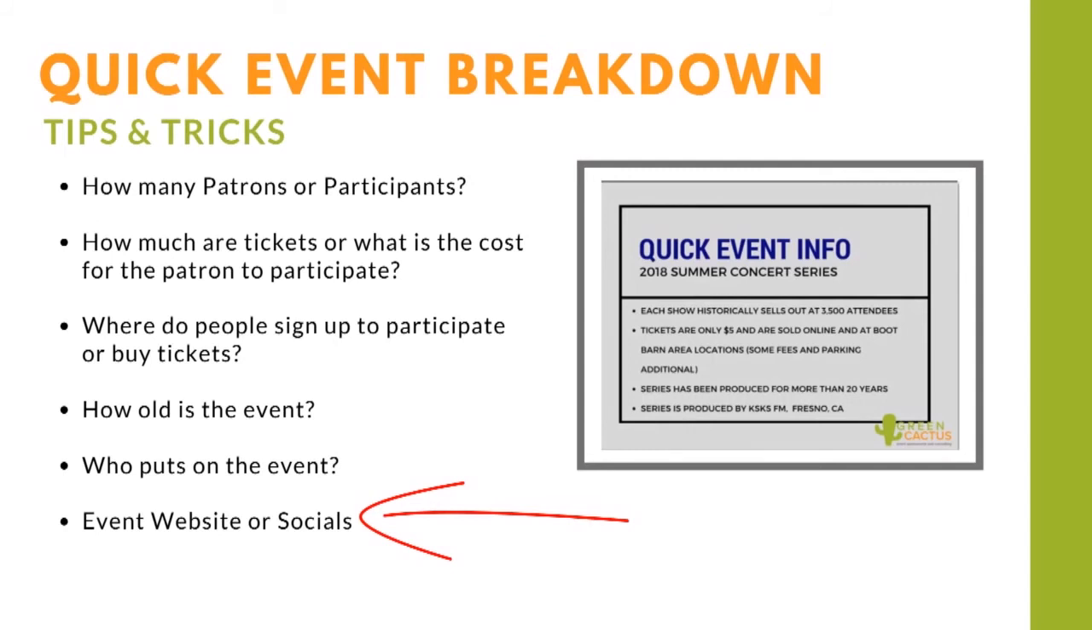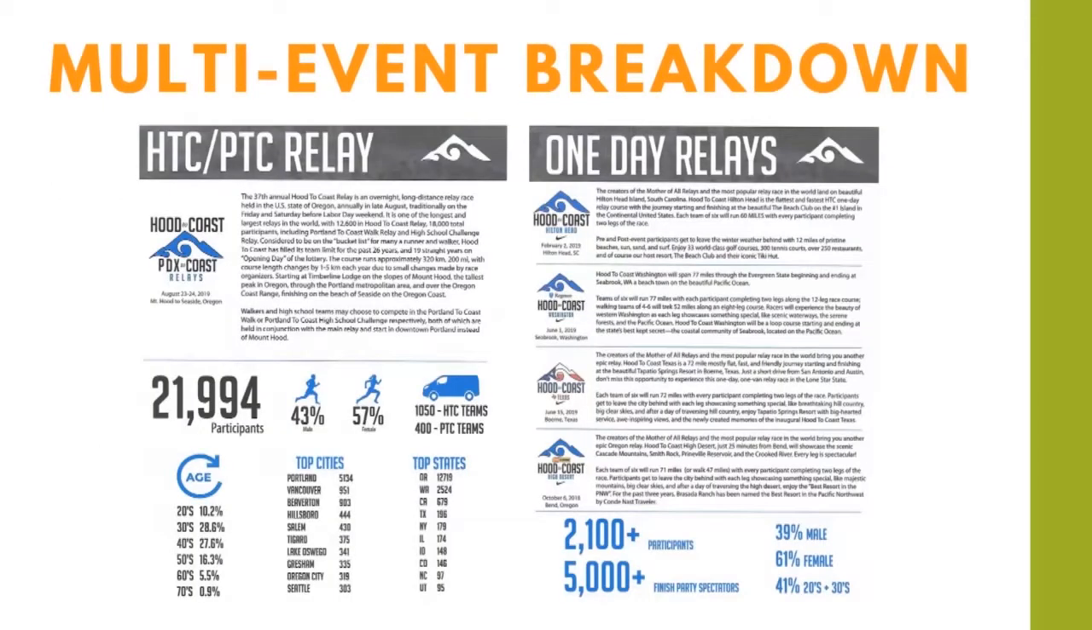I also want to show you an example of how you might do a multiple event breakdown. Hood to Coast is an event that we work with, and they have several races throughout the year. In their case, it makes more sense to sell the races as a package to sponsors. If you fall into the same category, then I suggest doing your event breakdown like this, unless you want to sell the events individually.